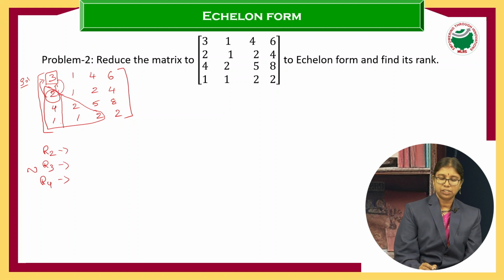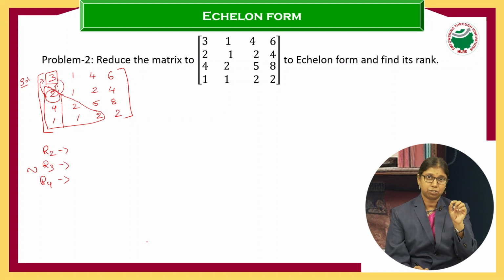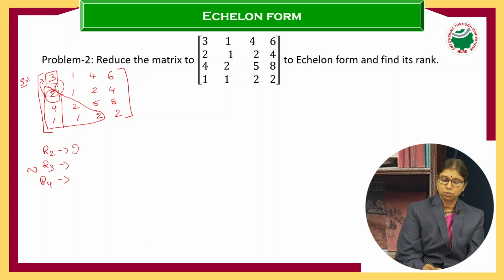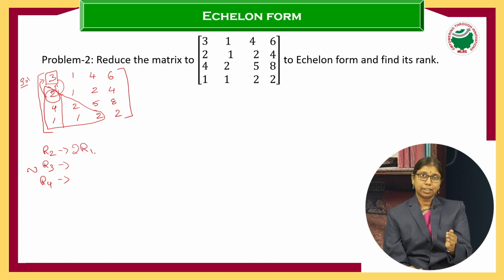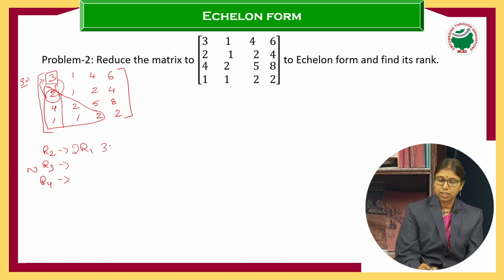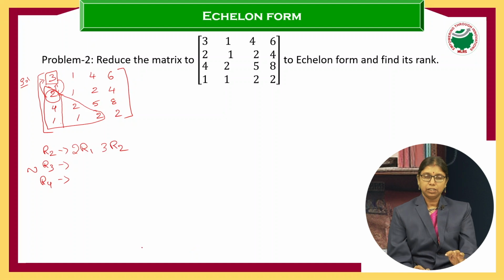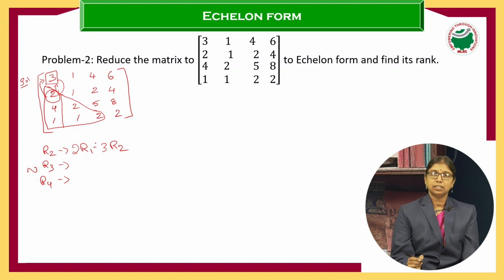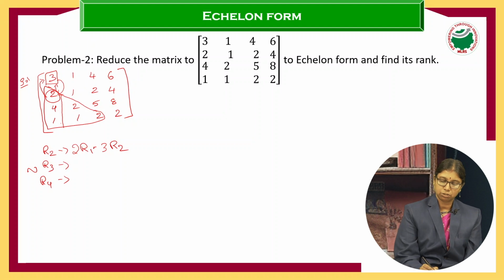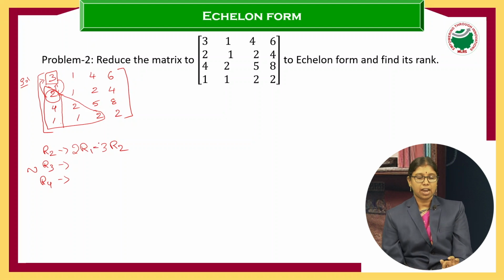So what is the row operation? You have to multiply the first row with 2. That means 2R1 and the second row with 3, 3R2. Then you will get 6 in both the places. Now by subtracting, you will get 0. So this is the first row operation. Next, for R3.